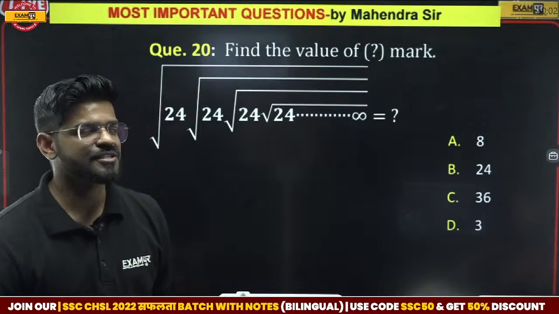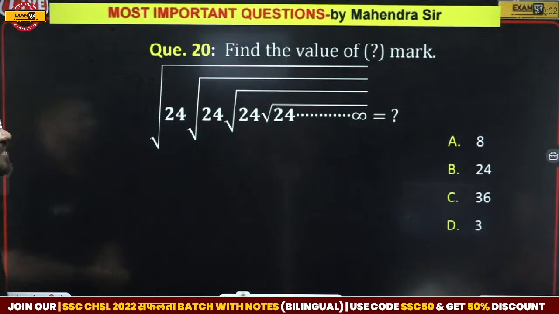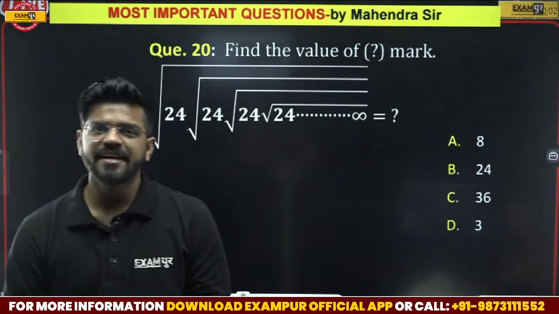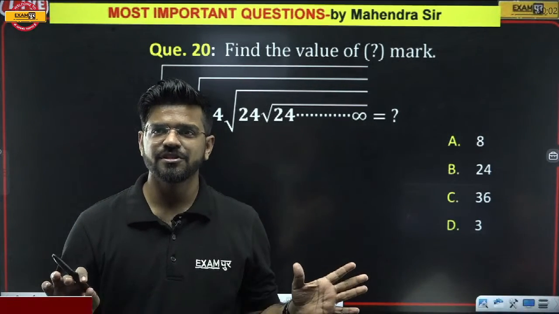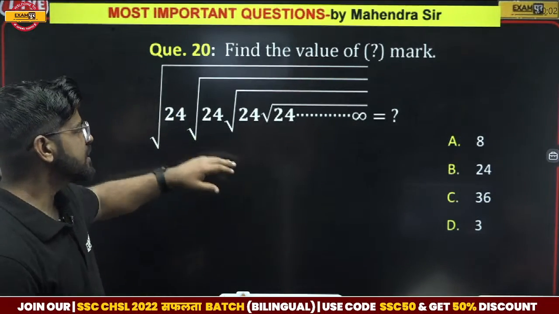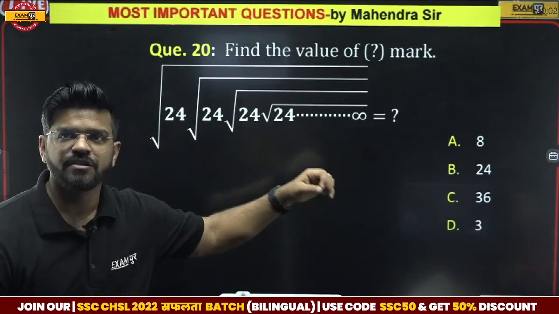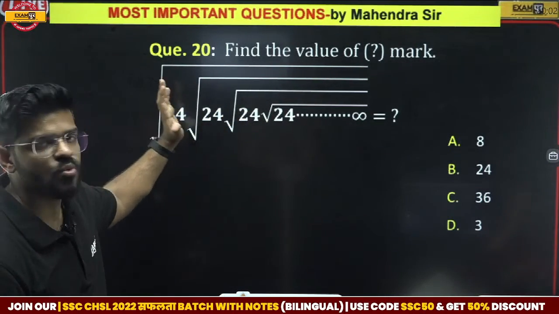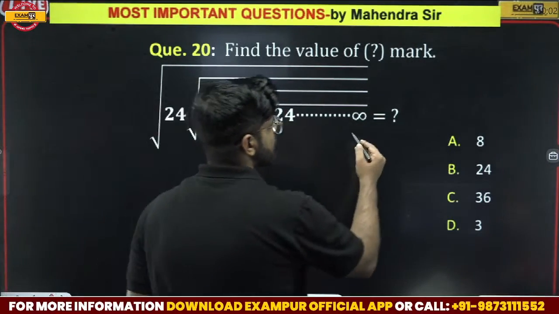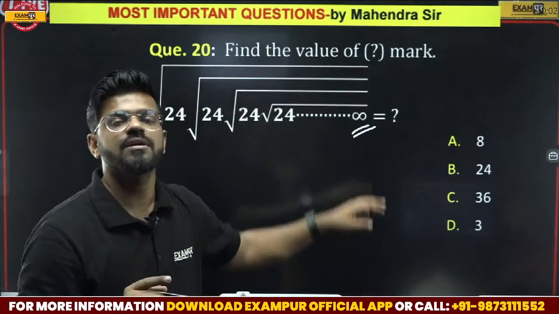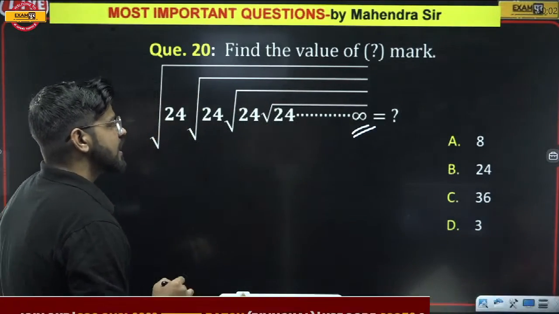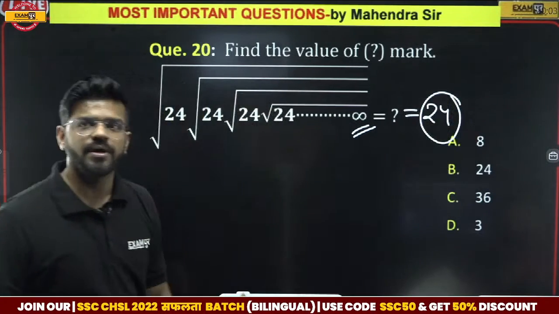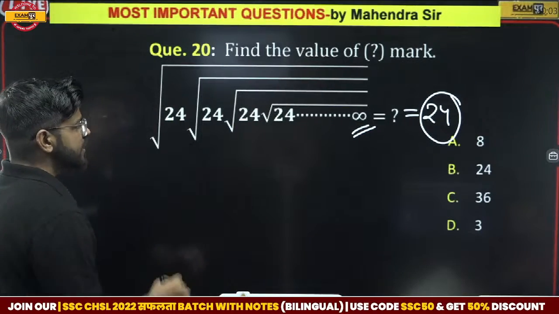Now tell me the answer for this question. This is a very simple question, right? You can easily type the answer for this question. So whenever you get the series of multiplication of the same number in the square roots to the infinite, remember this, to the infinite, then the answer will be the same number. Okay, clear? How do you know that?